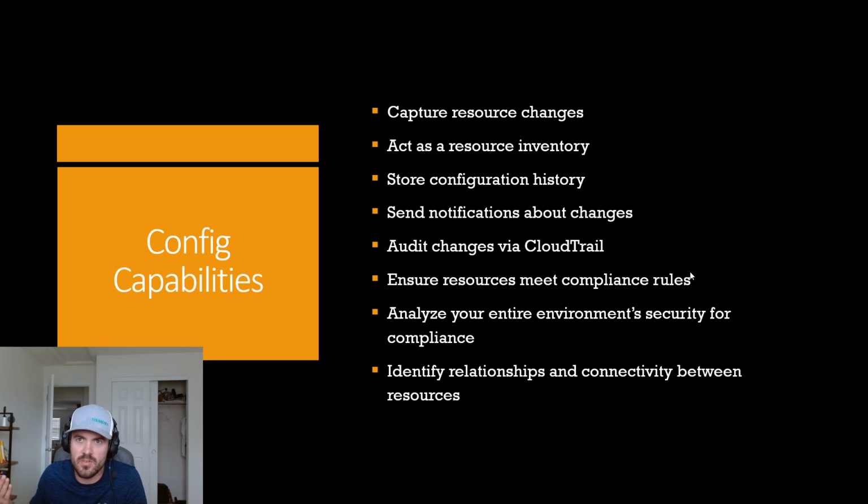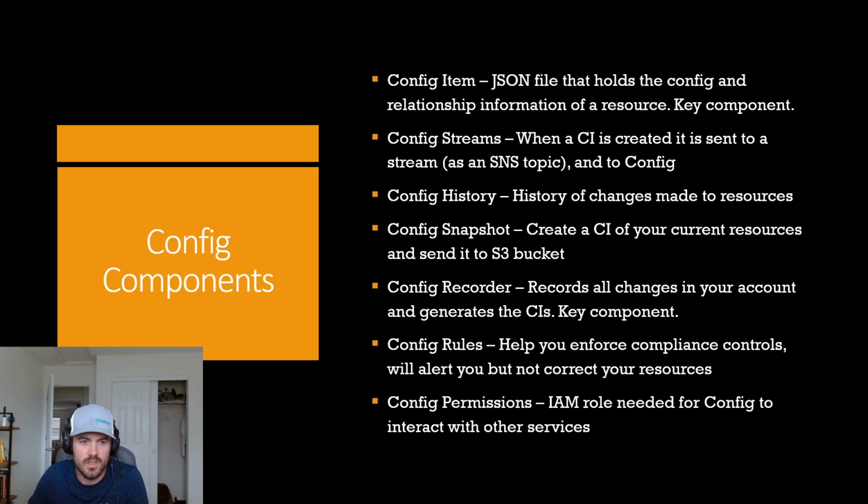So maybe, for example, if you had a network interface, you could see what instance it's associated with, what region it's in, what subnet it's in, things of that nature. Right? So Config has a few components. I don't remember specifically being asked about too many of these, but it's good to know, at least from a high-level overview, what they do.